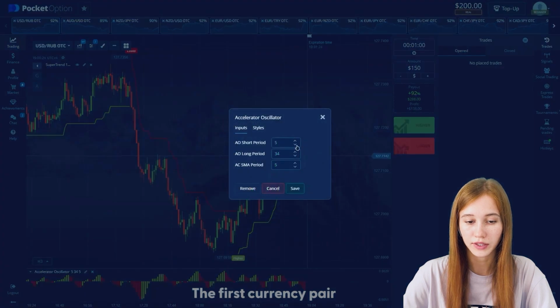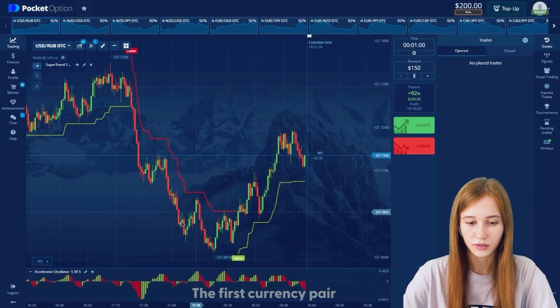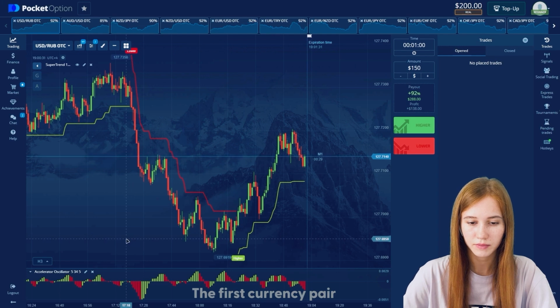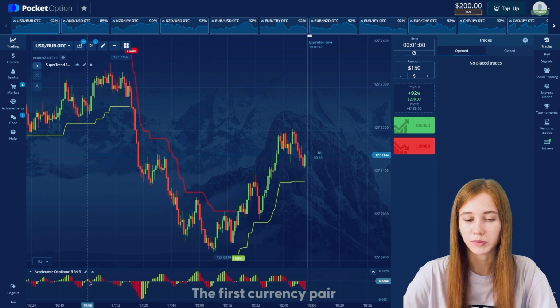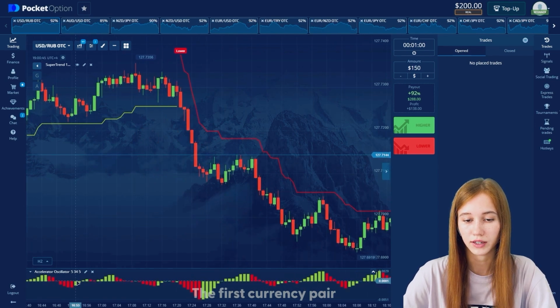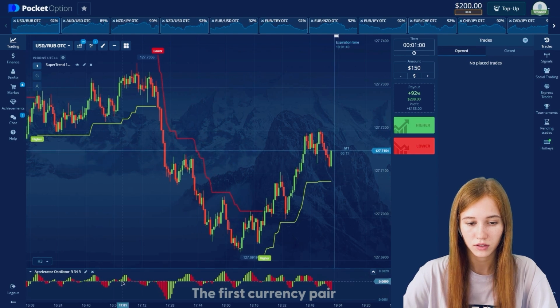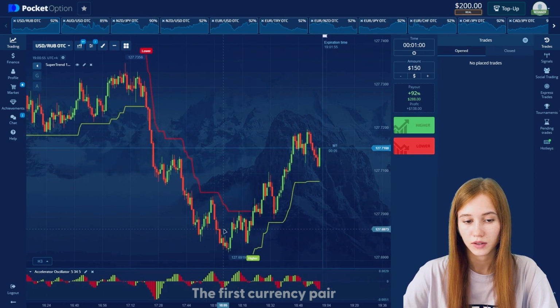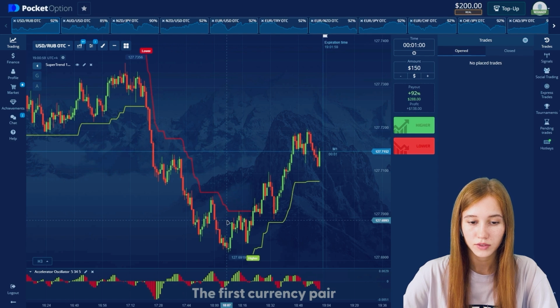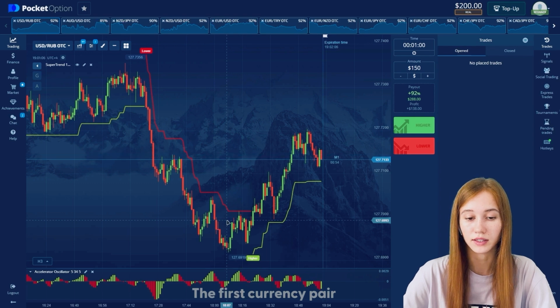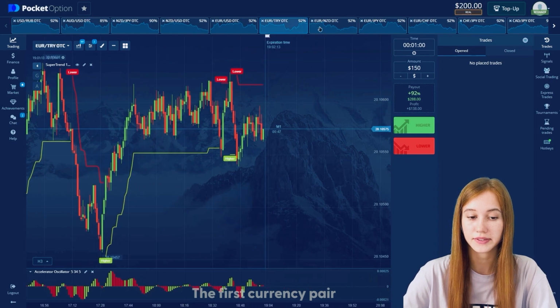So the second one, oscillator. You can see the settings. So how it works. We only need two consecutive confirming bars to open a trade. That's like here, here. It was, so two green bars above the zero line are a buy signal, and two red bars below the zero line are a sell signal. I think I explained everything to you, and I suggest switching to the first currency pair and starting trading.